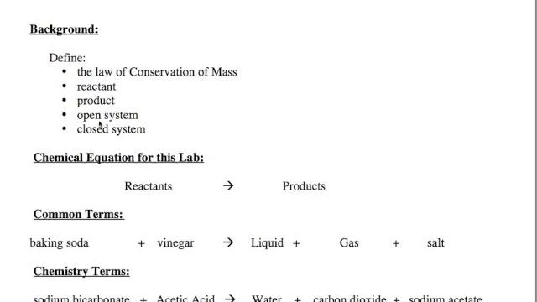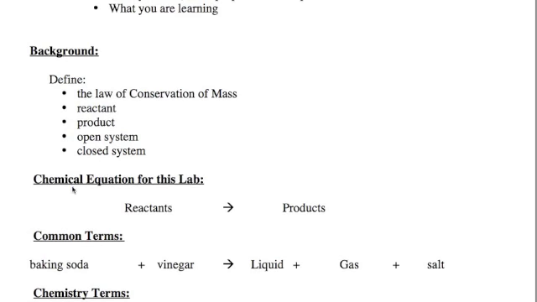Open system is self-defined. It's an experiment that's open, so the reactants and products can escape during the reaction. A closed system is just that. We're going to close the system so the reactants or products can't escape. And then we're going to have you understand the equations and several different terminologies.